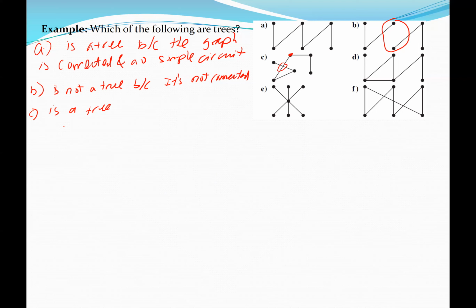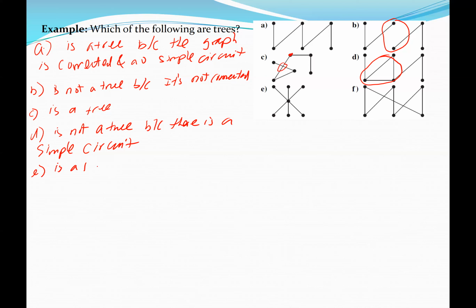So that's how you explain it using the definition. D is not a tree because there is a simple circuit. And where is that simple circuit? Right here. That's a simple circuit, so therefore it's not a tree. Is E a tree? Yes, E is a tree. Everything is connected and there are no simple circuits.